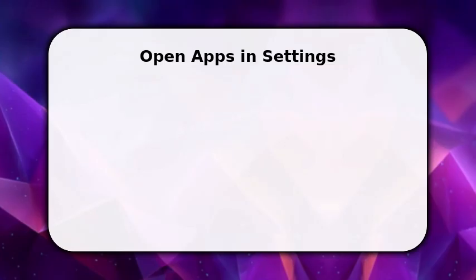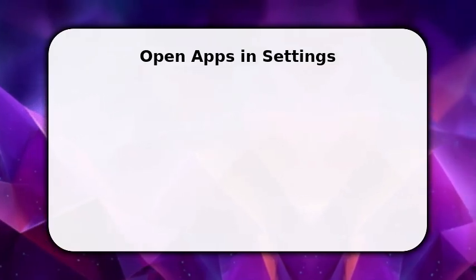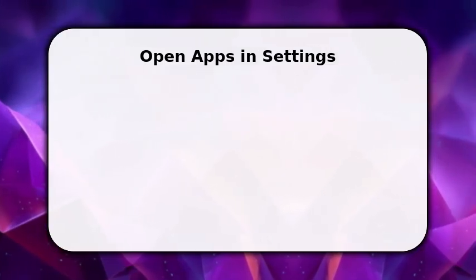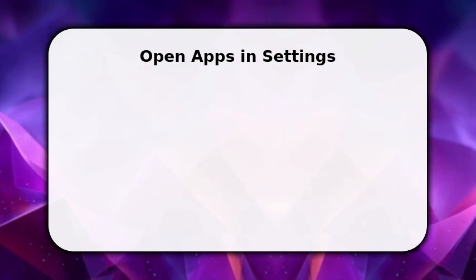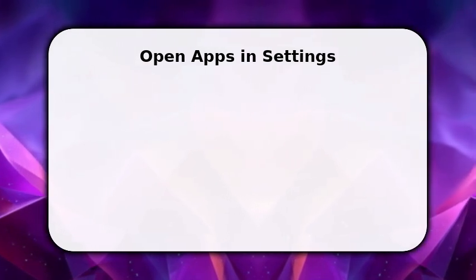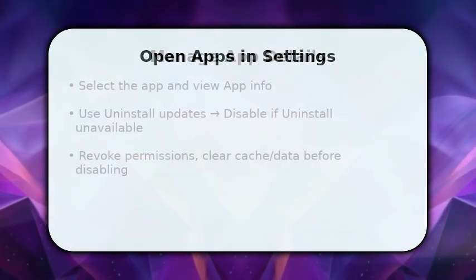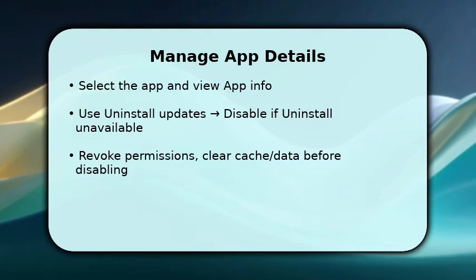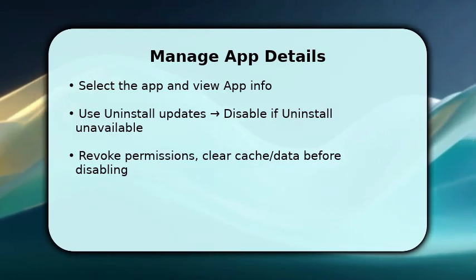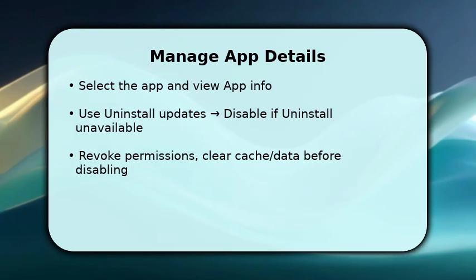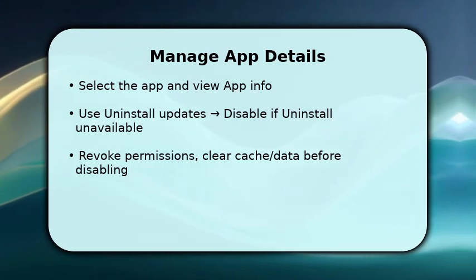Now scroll or search for the specific app you want to delete or disable. This is the first actionable move toward freeing space or removing unwanted shortcuts. Once you're on the app's info page, you'll see Uninstall, Disable, Force Stop, and Storage options. These are the tools you'll use.